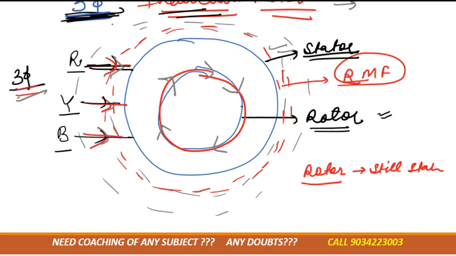This RYB supply is the electrical energy that we are giving to the stator, and what are we getting from the rotor? Electrical energy or mechanical energy? No, till now electrical energy is there.